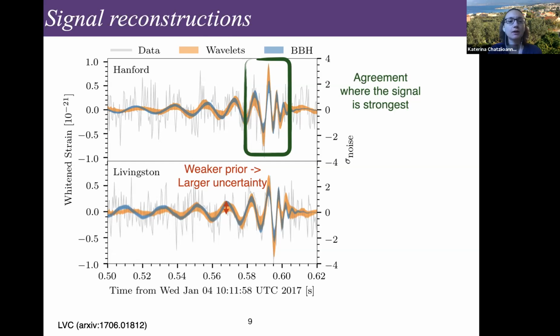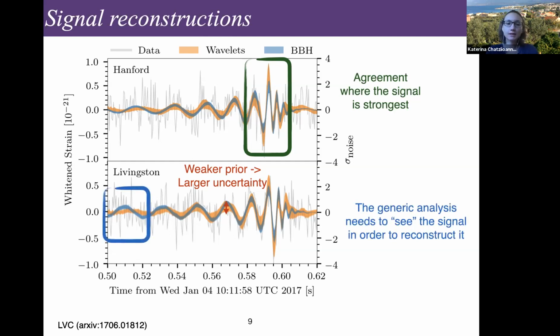This is expected. But also, as you go further back in time or further back in frequency of the signal, you start seeing disagreements between the two. This is also expected because the generic analysis needs to really see a signal, needs to be able to see a signal on top of the noise in order to reconstruct it. While for a binary black hole, what you usually do is you see the signal where it's really strong, and then you extrapolate back at earlier times and lower frequencies. So you can track the signal a little bit better as you go back in time.